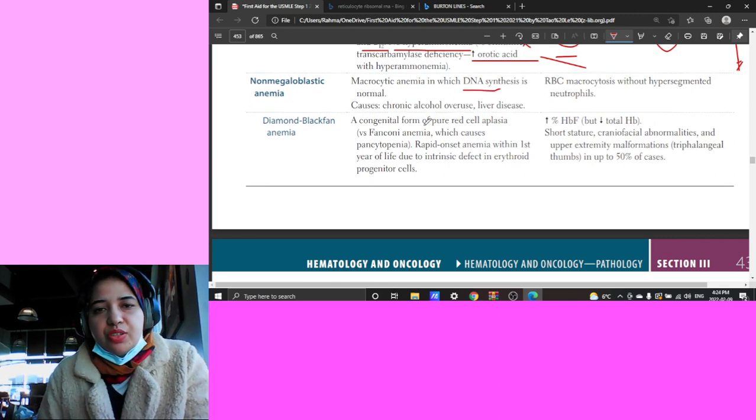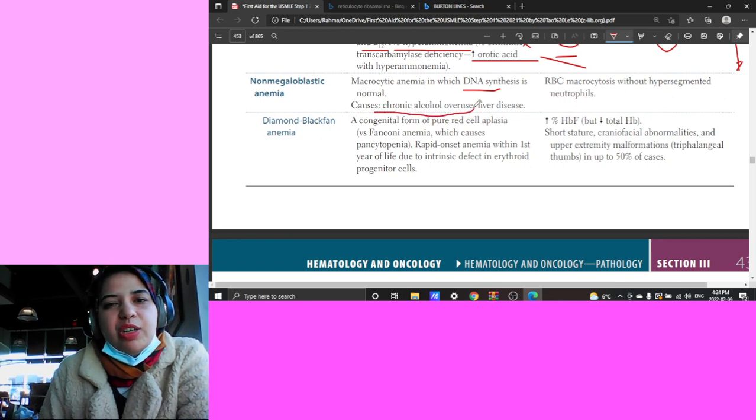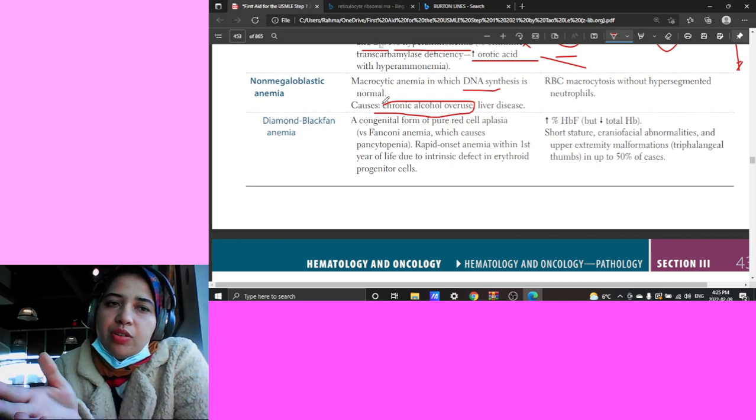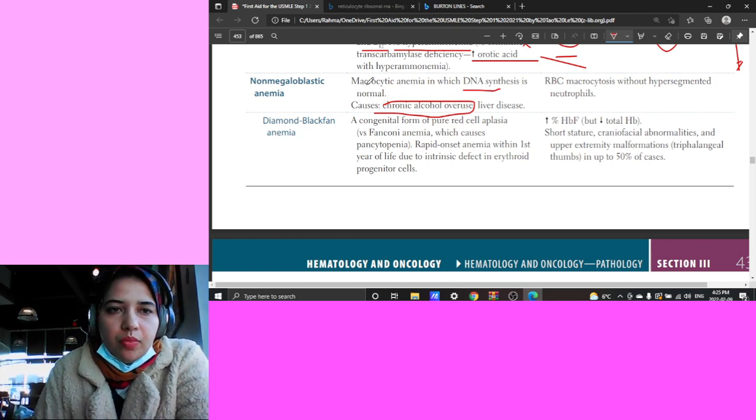So the DNA synthesis is normal. Important thing to keep in mind is chronic alcohol overuse. Remember, we said chronic alcohol overuse can cause microcytic, and now it can also cause non-megaloblastic anemia. There's something called Diamond-Blackfan anemia. This is a congenital form of pure red cell aplasia.